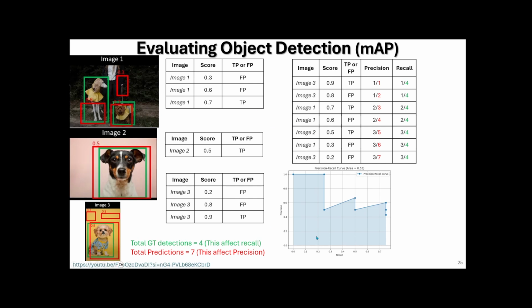Now you need to repeat this for another class. Maybe if it's a cat, you need to repeat this exercise for that class, so you'll get the average precision for cat. Similarly, there may be a horse in the data set, so you'll calculate the average precision for horse.